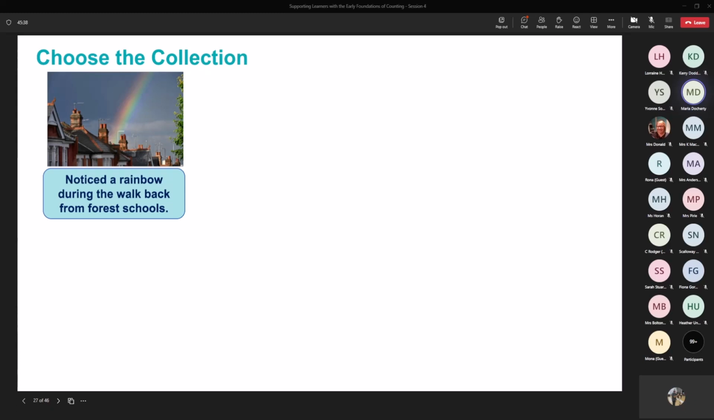So in this example, it might be that you're out on a walk, and this was the exact scenario with my own daughter. We were out walking and we noticed a rainbow in the sky. Now, for me, there wasn't much else to say apart from, oh, there's a pretty rainbow. But for my daughter, and for the learners that you work with, it could lead to a very rich and varied discussion about what rainbows are. And this is the conversation my daughter then took on.